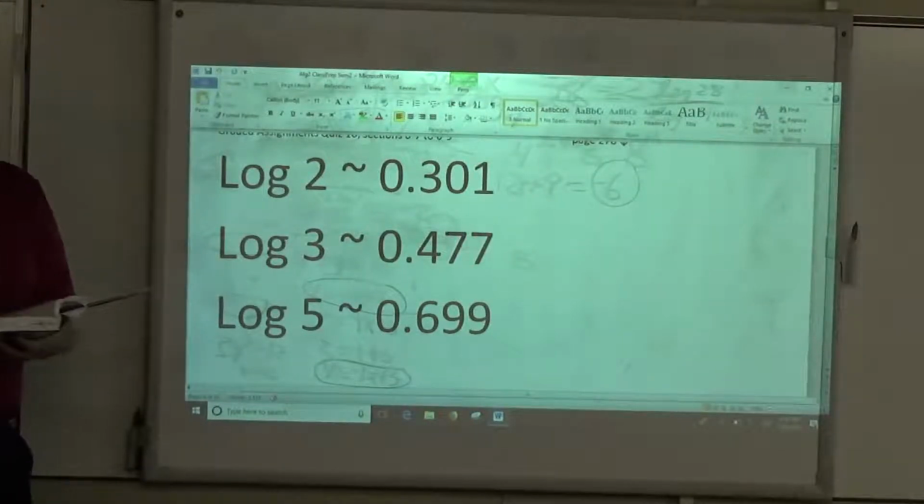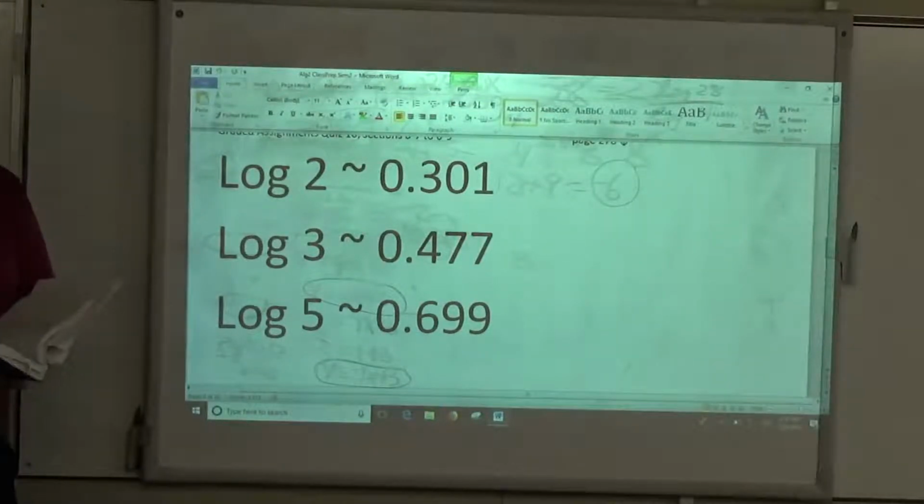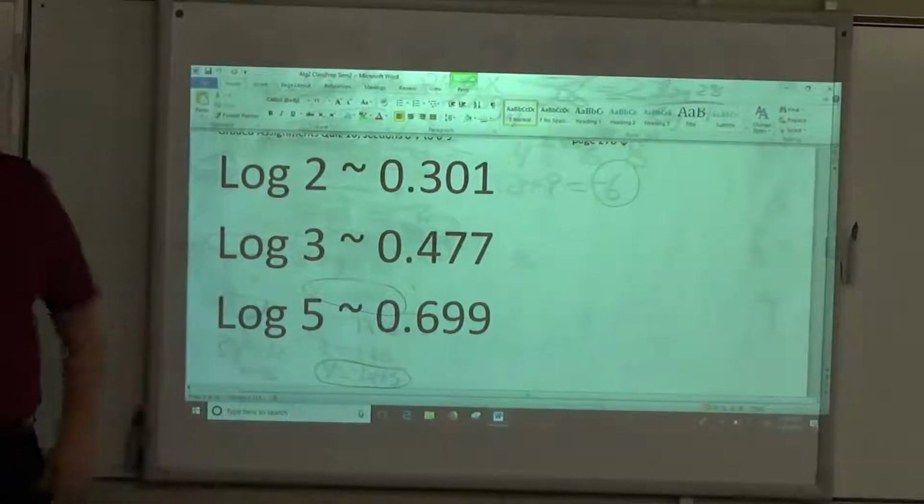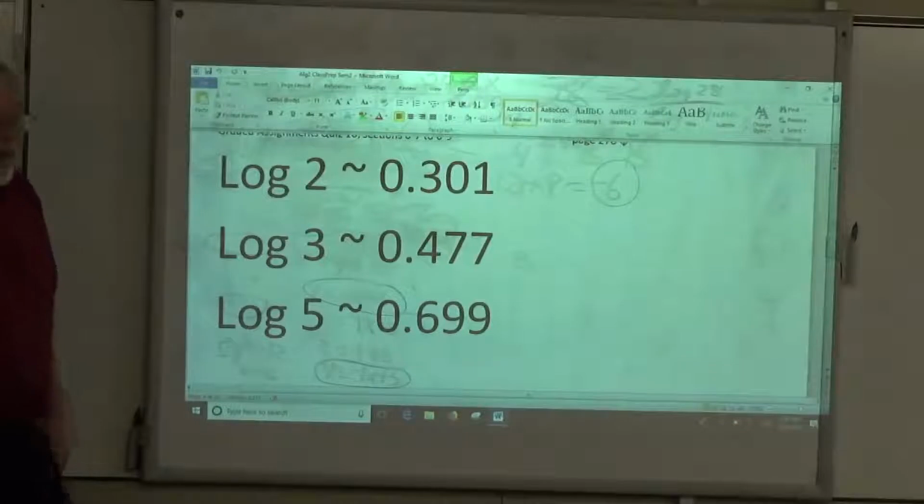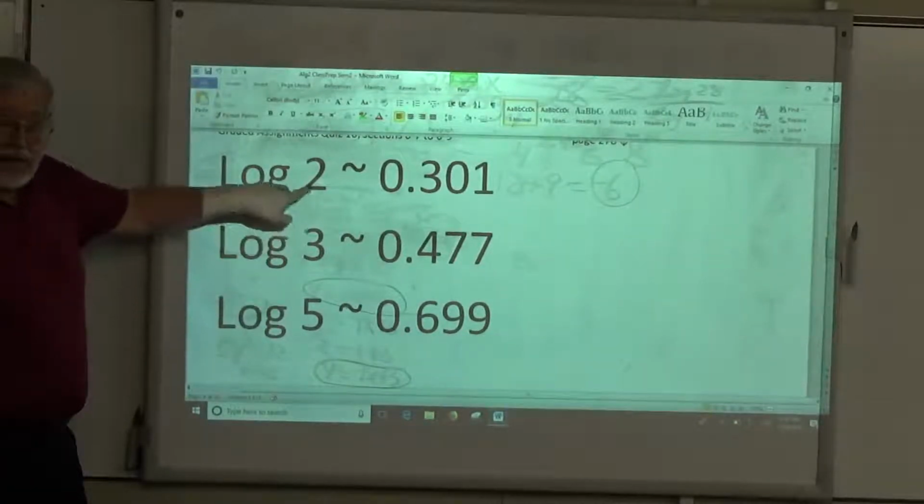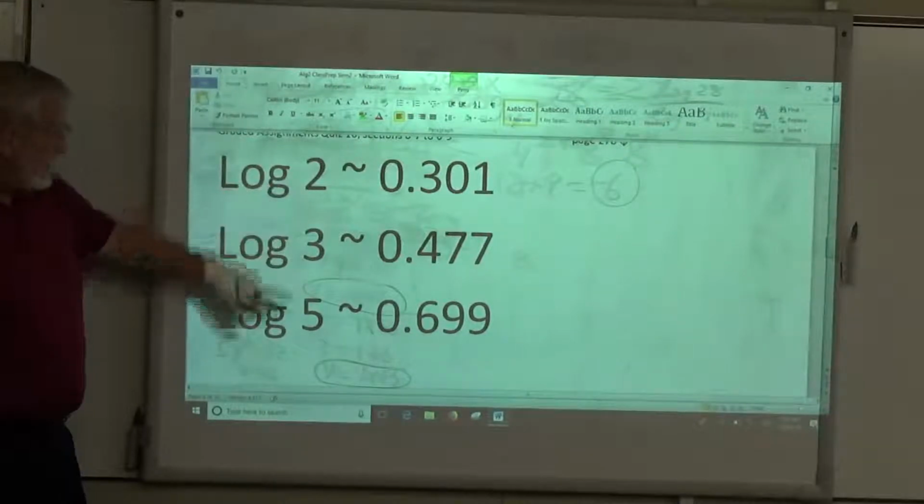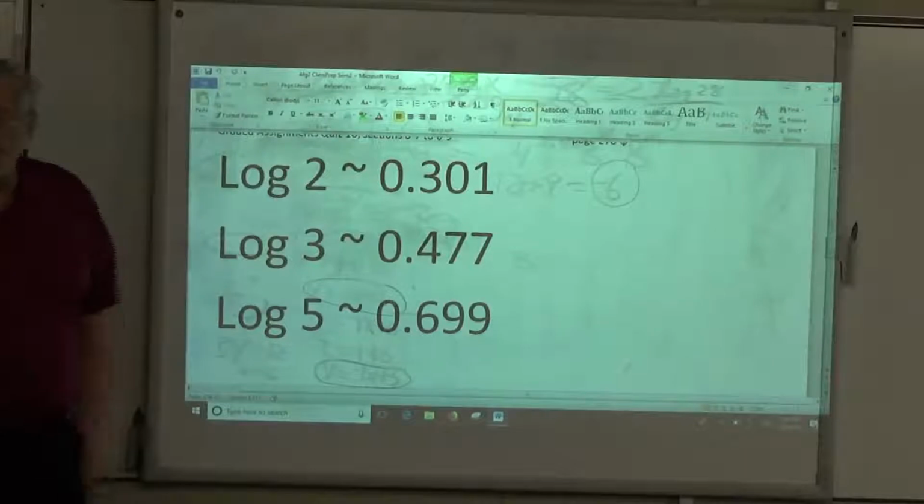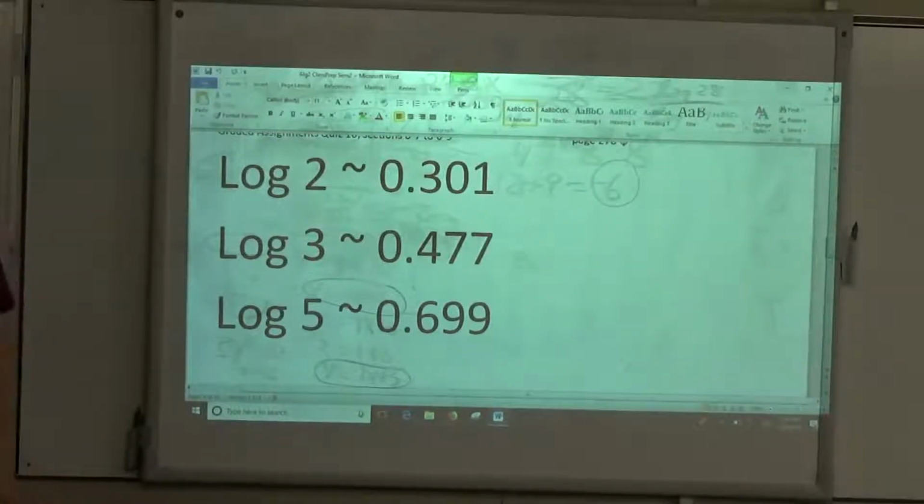So problem 13. Problem 13 is a 10. How do I get 10 if this is all I've got? You multiply 5 times 3. So this plus this will be the same as log of 10 in that base.